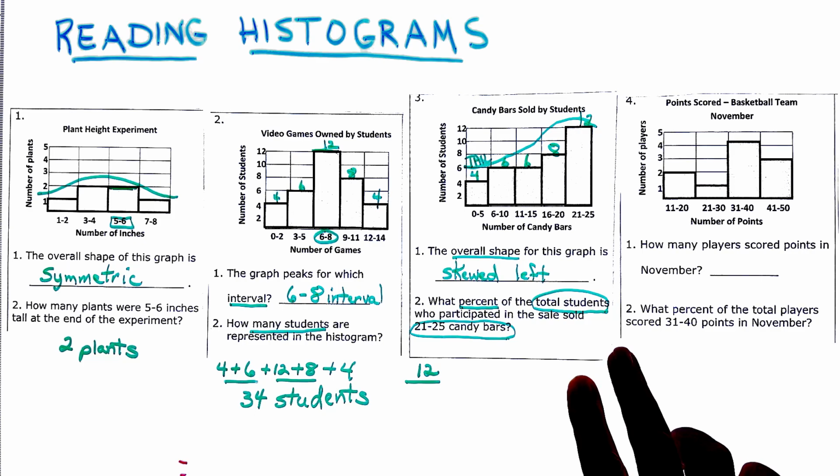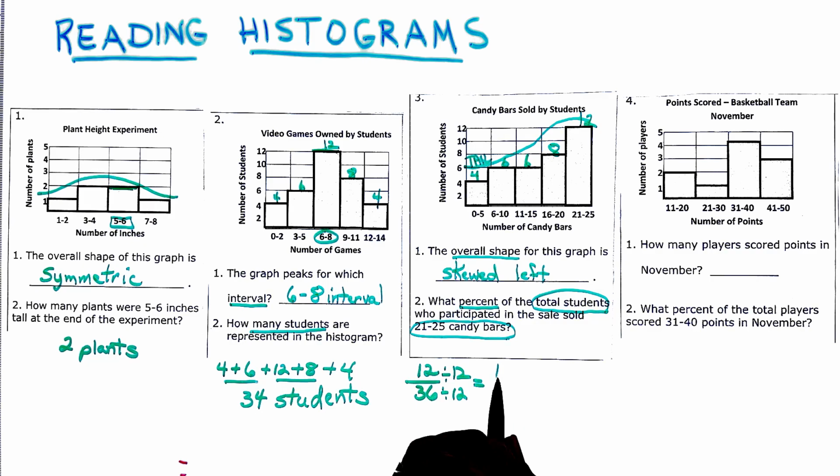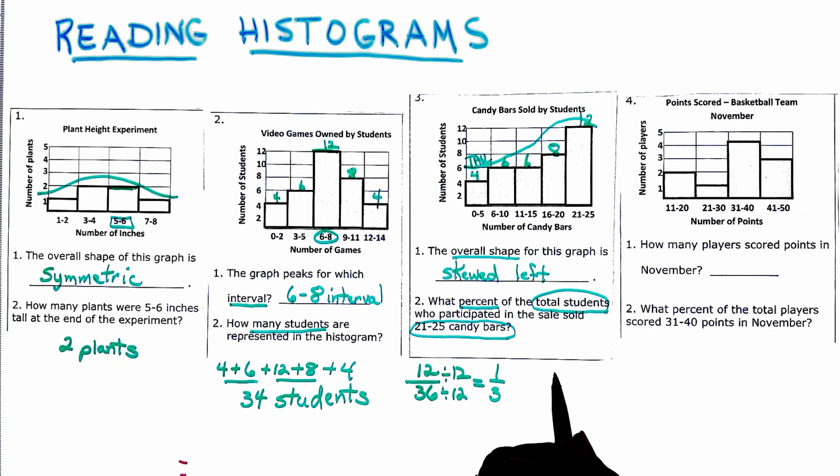Again, we are going to add all those numbers together, and when we do, we get 36. This isn't in simplest form. If I divide both of these by 12, I get 1/3. But they didn't want the fraction. They wanted the percent. I know that 1/3 is the same as 33 and 1/3 percent, or if we round to the nearest whole percent, it would be approximately 33%.